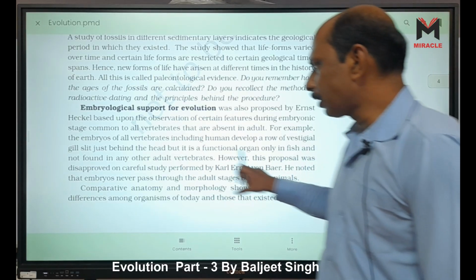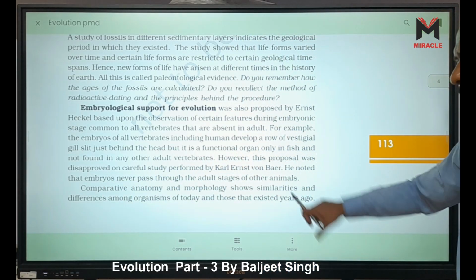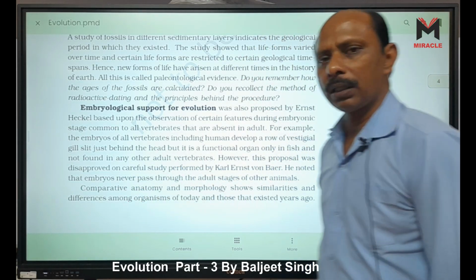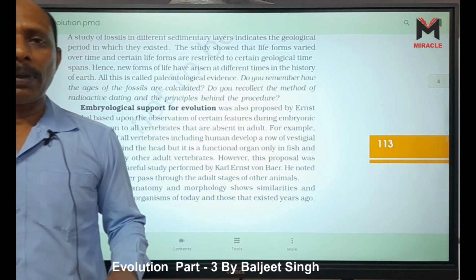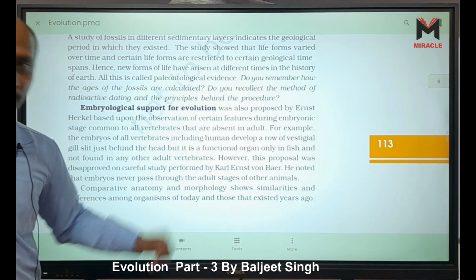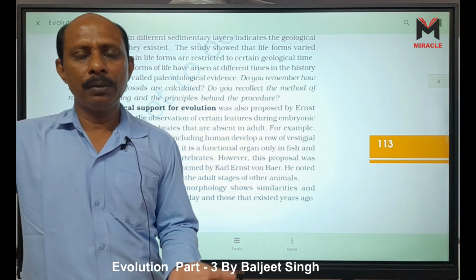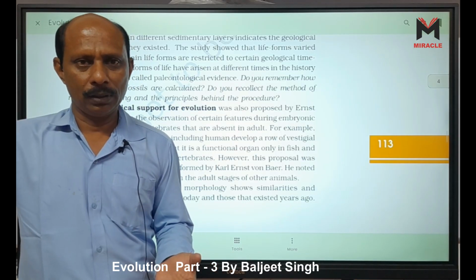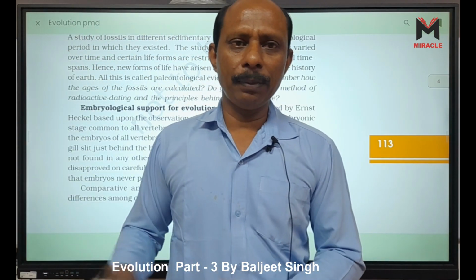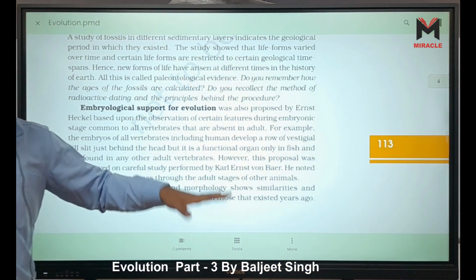However, this proposal was disapproved on careful studies performed by Karl Ernst von Baer, right? He noted that embryos never pass through the adult stage of other animals. If they passed through the adult stage, then why would evolution take place, since other animals also still live? Then how was evolution formed? We have no answer. That's why he said they never pass through the adult stage.